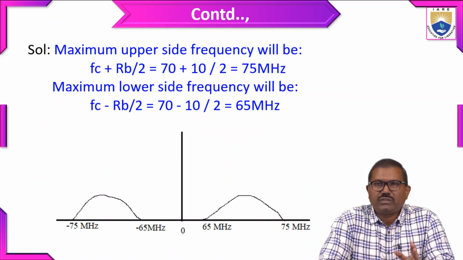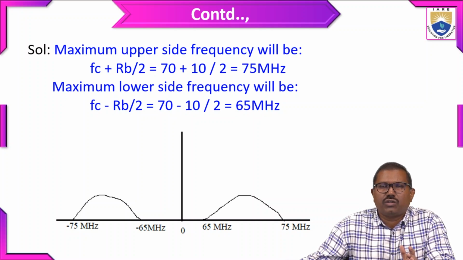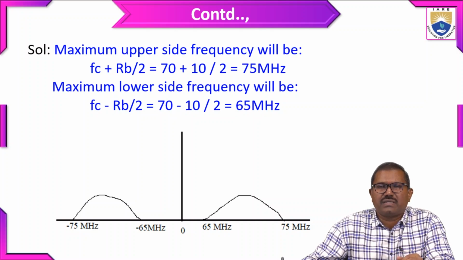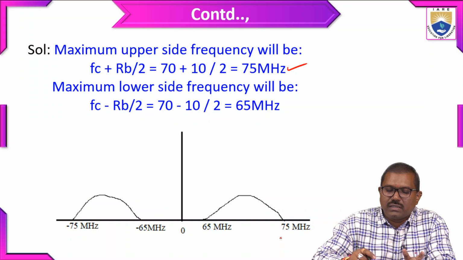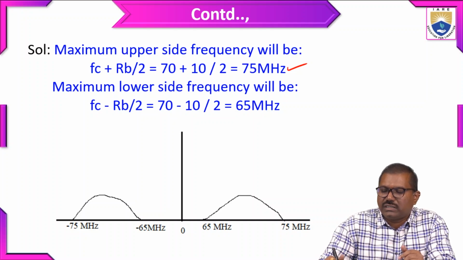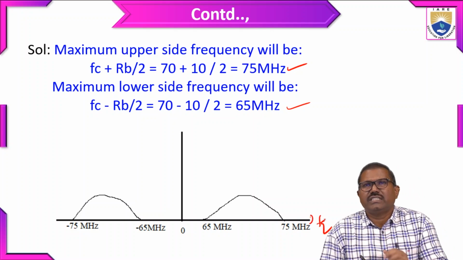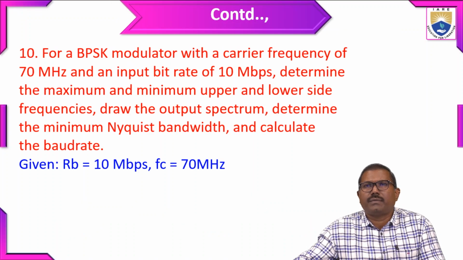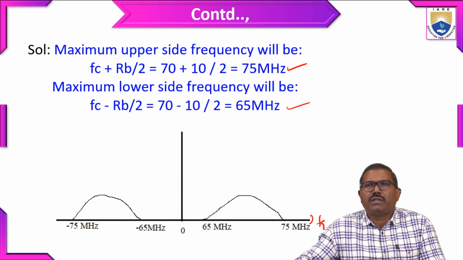The maximum upper sideband frequency is FC plus RB by 2. FC is the carrier frequency, 70 MHz. RB is the bit rate, 10. So 10 by 2 is 5, giving 75 MHz. And the maximum lower sideband frequency is FC minus RB by 2. So 70 minus 5, we got 65 MHz. Okay. So this is the frequency spectrum. Very simple problem: draw the spectrum and determine the upper and lower sideband frequencies.